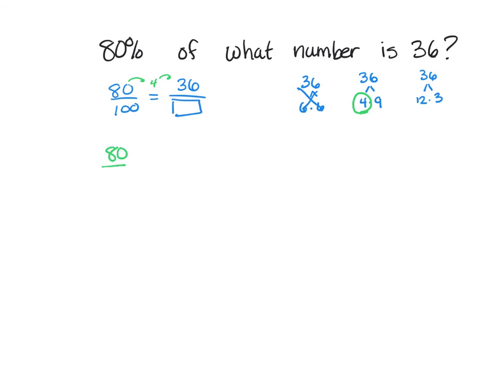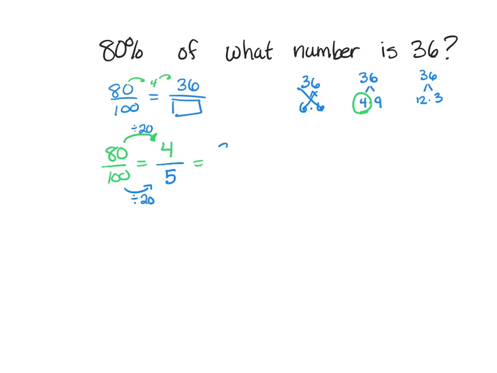So 80 over 100. And I want to get to 4. So how do I get from 80 to 4? I'm going to divide by 20. So 80 divided by 20 is 4. So that means I have to divide, we're just simplifying, 100 divided by 20 is 5. So now 80 over 100 is 4/5.